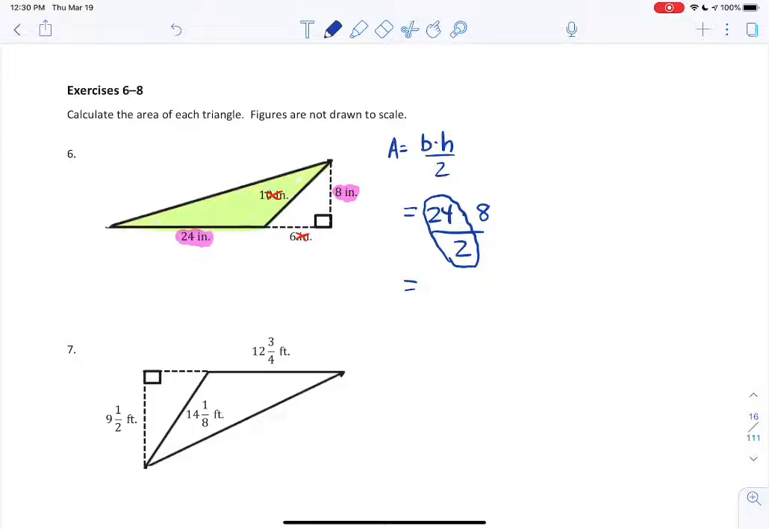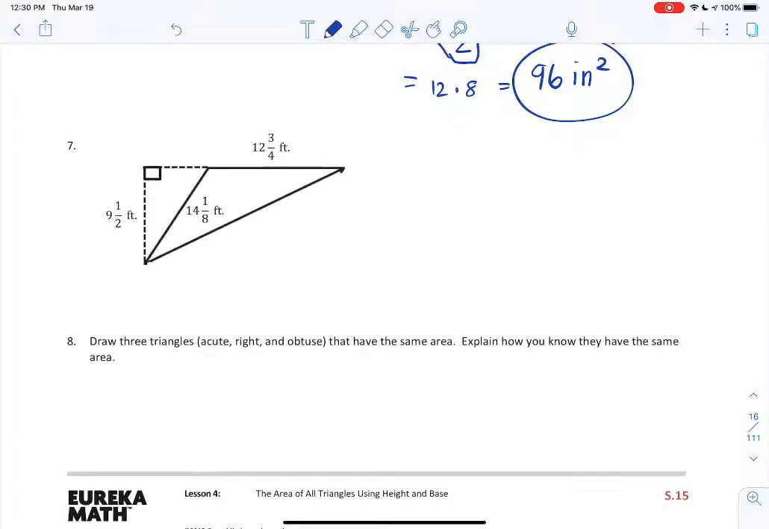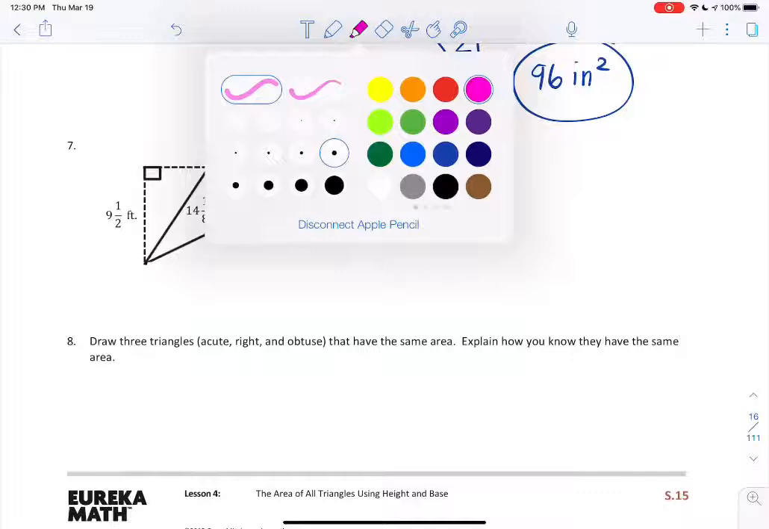So I end up actually getting 12, because 24 divided by 2 is 12, and then times 8. So the final answer, 96. And I did that all with mental math. Of course, you can use a calculator if you choose to. So 96 inches squared. Question number 7, we're dealing with fractions, so definitely be ready for fractions whenever they occur.